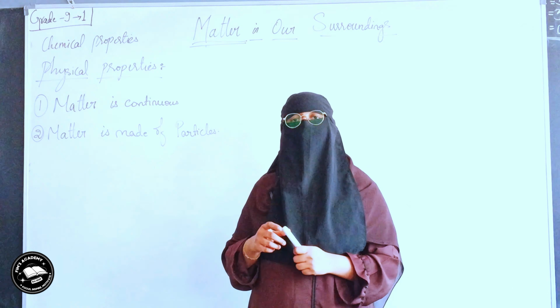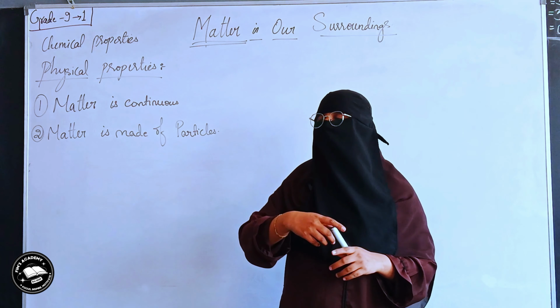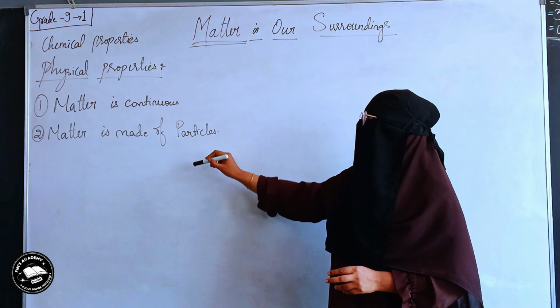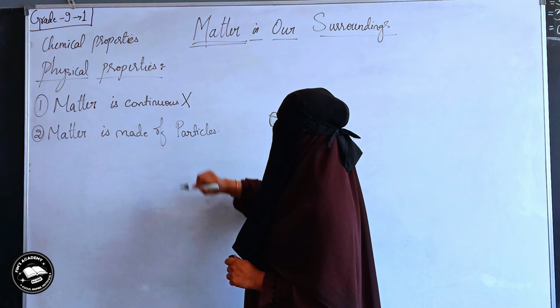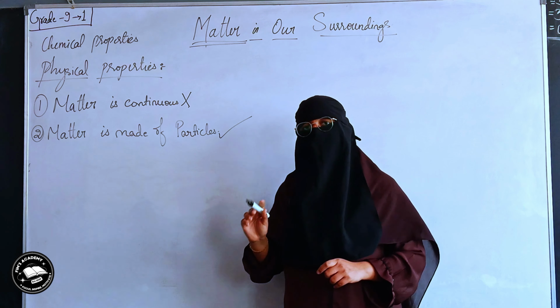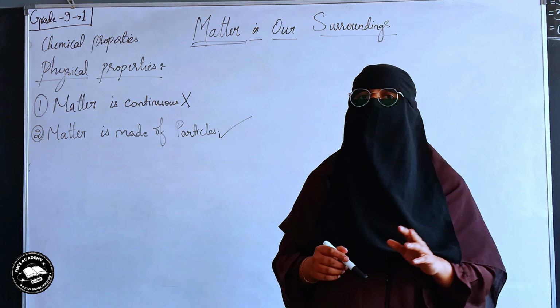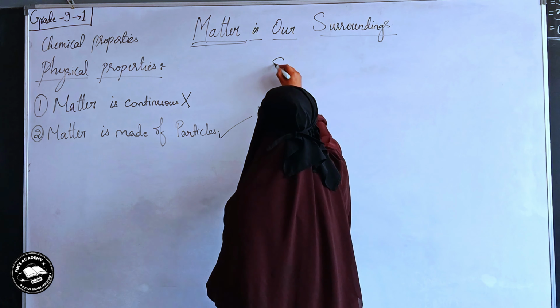Here water is also matter, sugar and salt is also matter. So one matter dissolves in another matter because it is made up of particles. So that is the proof of it. So matter is not continuous in its nature, rather matter is made up of particles. After knowing the fact that matter is made up of particles, now let us talk about the states of matter.